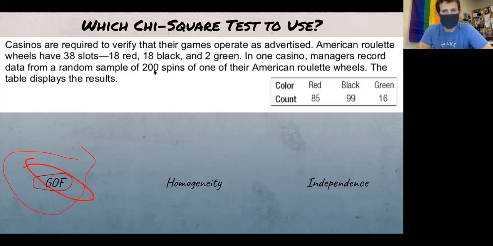Out of 200 spins right here, we should get 18 out of 38 of that proportion to be red, black, and then 2 out of 38 of that proportion to be green. So we can figure out what the expected count should be, create that, and compare those two using goodness of fit.